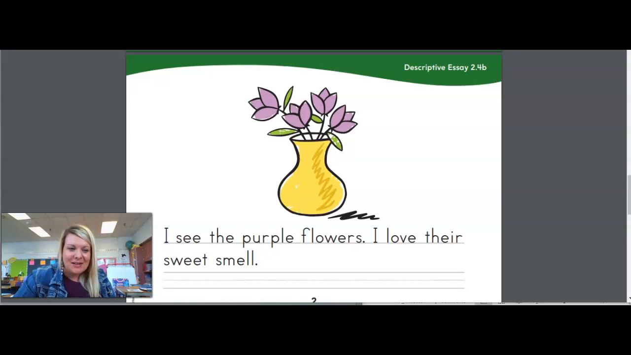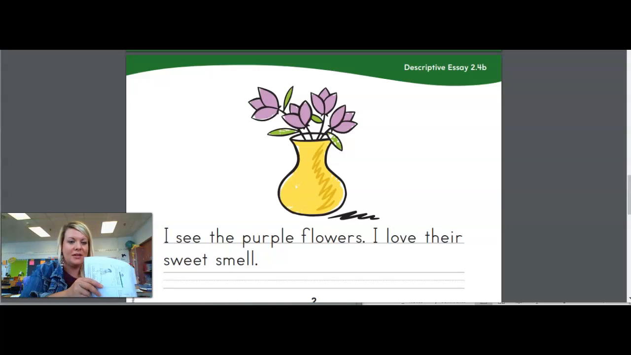For our writing lesson, we're still working on our descriptive essay, but today we're going to focus on using sensory words. We've talked about the word sensory. Do you know that we have 5 senses? Who can name their 5 senses? We talked about sight, smell, taste, hearing, and touch. So today we're going to use sensory words in our writing.